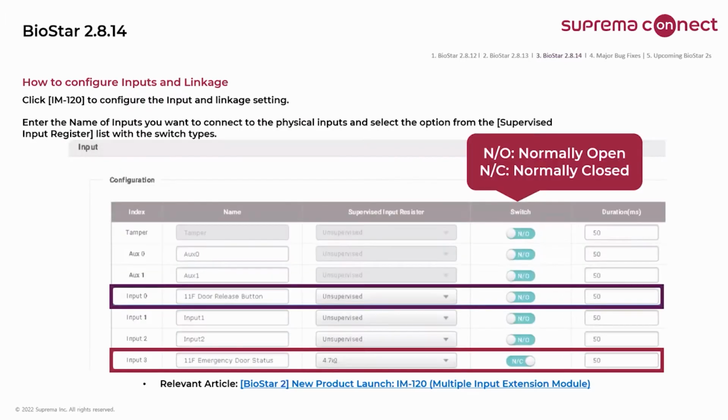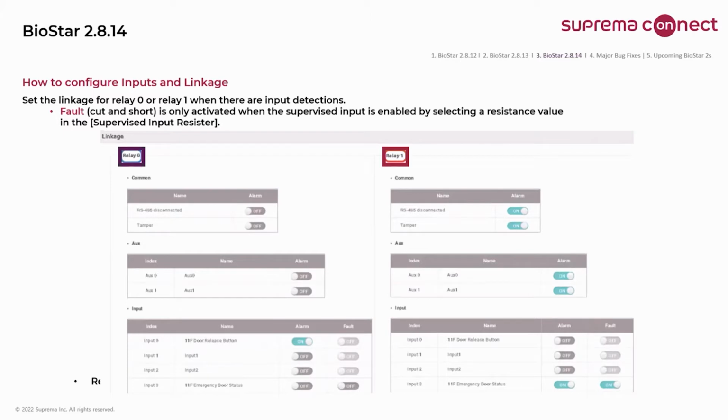To use the IM120, go to BioStar 2, Device menu, search the Core Station slave device, then add it. Click IM120 to configure the input and linkage setting. Enter the name of the inputs you want to connect to the physical inputs and select the option from the supervised input register list with switch types. Set the linkage for relay 0 or relay 1 when there are input detections.